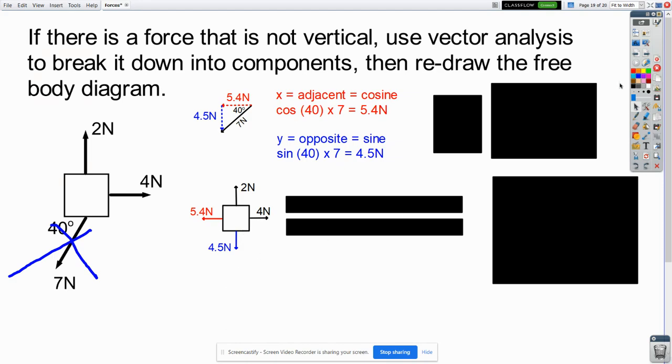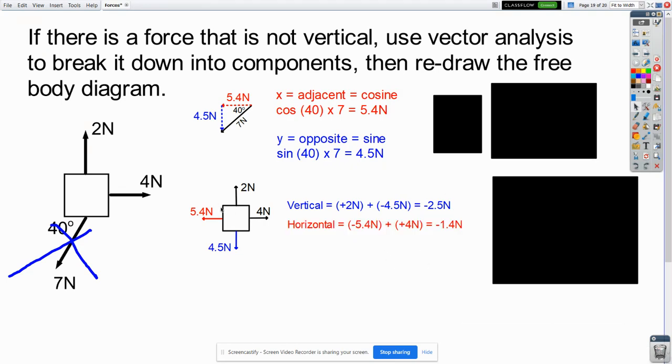And now once we reach this point, it's exactly the same as the previous problem. I need to get it down to two vectors and analyze it. In the vertical, I have 2 newtons up, that's plus 2. I have 4.5 down, that's negative 4.5. Add those together, I get negative 2.5 newtons.